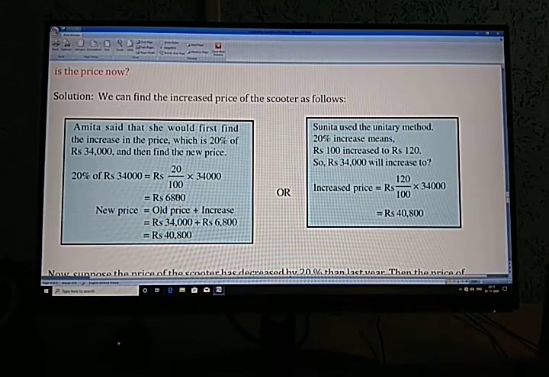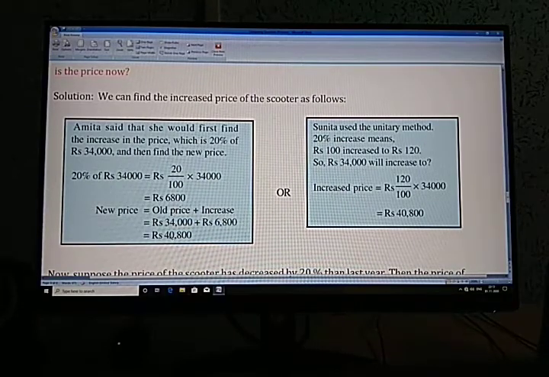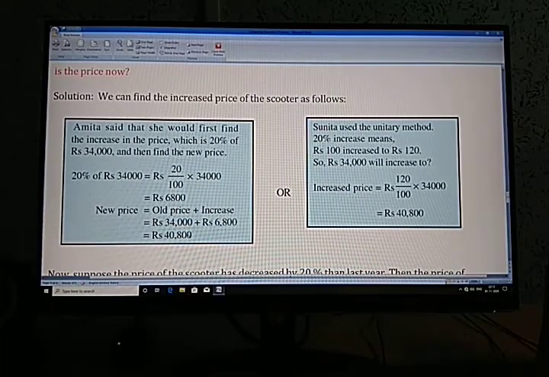So the new price would be simple: the earlier price, that is 34,000, plus the increased amount, that is 6,800. This much amount has been increased this year, or the new price, you can say. So we add it and we get rupees 40,800. Simple.